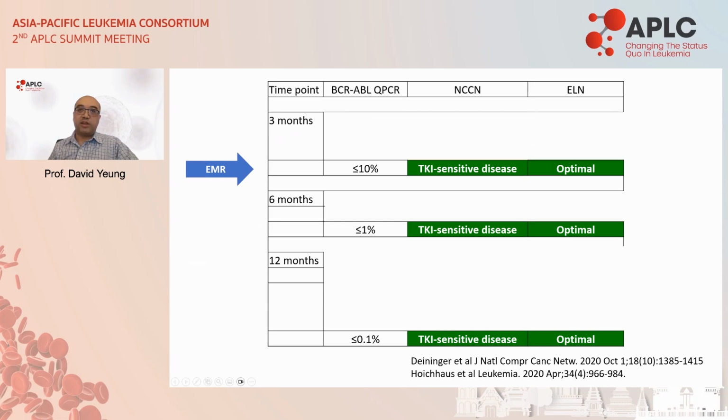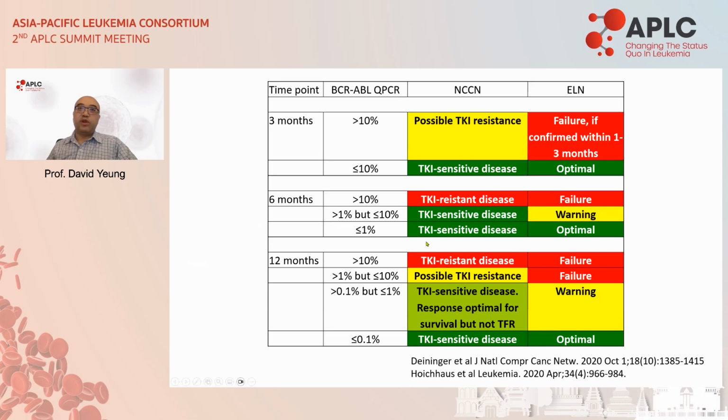And again, at 6 months, patients are supposed to move towards a deeper response, so less than or equal to 1%, and then achieving MMR at 12 months. Obviously, patients that have deeper response at each of these time points are doing even better, but these are the minimum criteria for classification of optimal disease. And then, conversely, if you have greater than 10% at 3 months in particular, or 6 months, patients are at really high risk of disease transformation, high rates of kinase domain mutation acquisition, and high rates of failure.